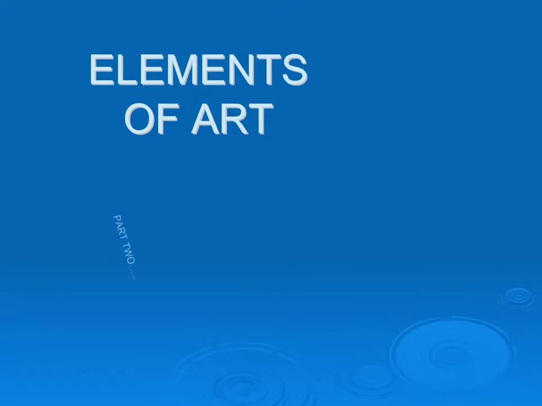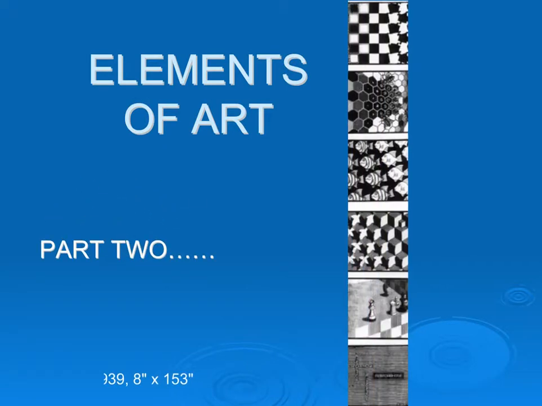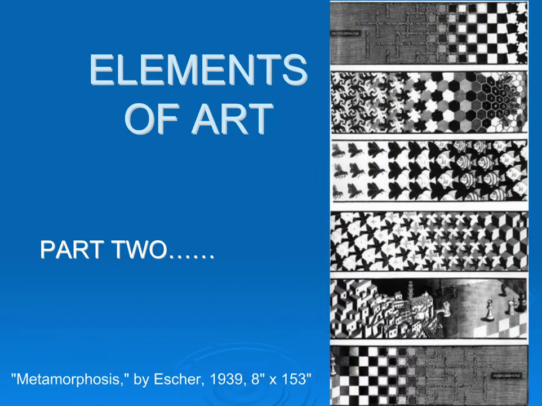Here we are at Elements of Art, Part 2. I'm starting with Escher's Metamorphosis, and I'm fascinated by how he uses value to create his work with light and dark. Since we just talked about that in color, this also accentuates it when we use black and white, adding black and adding white in that value. So take a look at this as we move on to our next element of art.